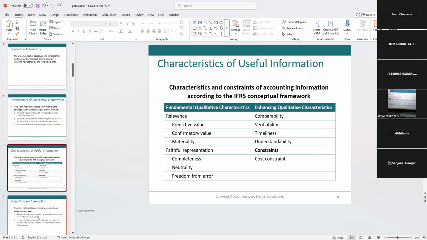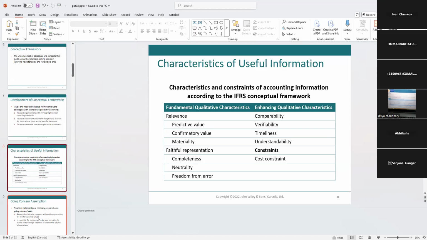In order for something to be relevant, it has to be predictive. The value has to be confirmed, and materiality has to exist. Materiality is the level of mistake which is not going to change the user's opinion.